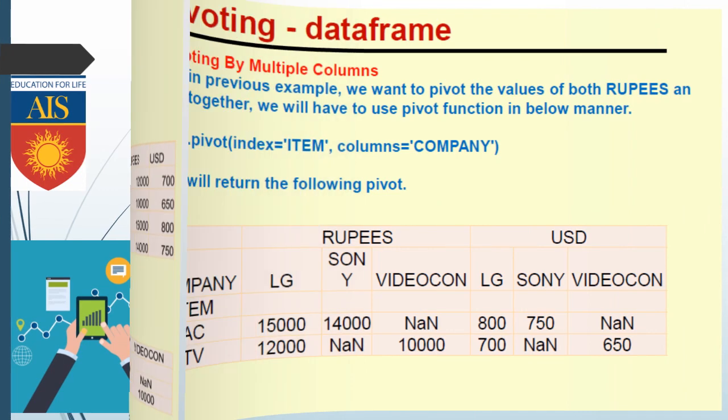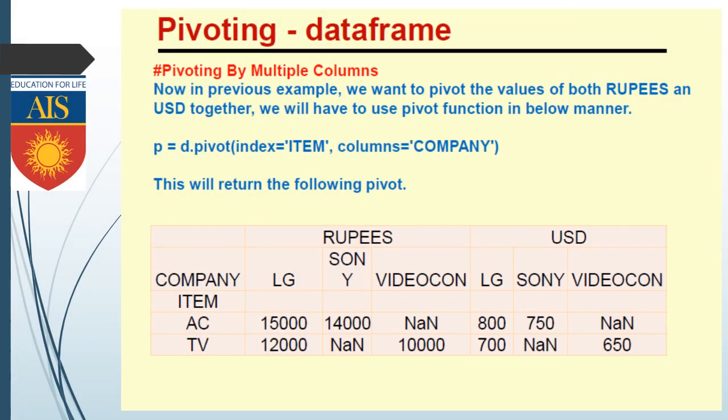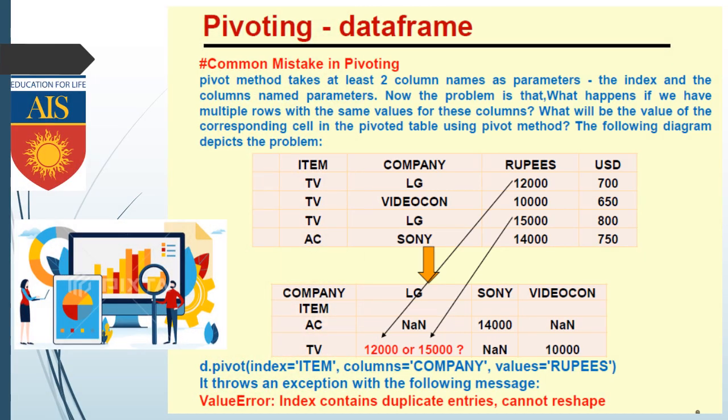If you want to create a pivot by multiple columns, then we need to follow this method. p equals d.pivot within brackets index equals item, comma columns equals company. So that means over here we are going to pivot with the help of multiple columns. First one is item and second one is company, and this will return the following result.